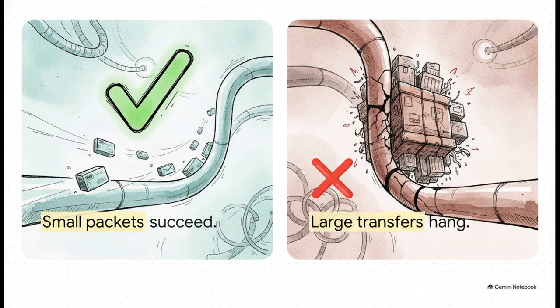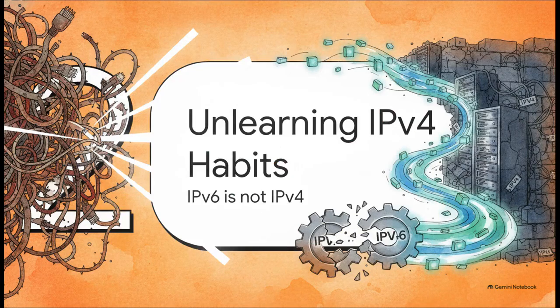But then, you try to actually initiate an SSH session. Or maybe you try to load a secure HTTPS web page or kick off a file copy. The initial TCP handshake completes perfectly, but the exact moment real data starts flowing, the session just abruptly, silently hangs. It just stalls out. Small packets zip right through, but large transfers completely hit a brick wall. Why? Well, to figure this out, we actually need to rewire how we view network traffic entirely. Which brings us to Section 2, unlearning old IPv4 habits, and why treating IPv6 exactly like IPv4 is a recipe for disaster.